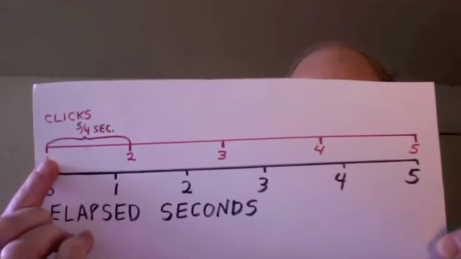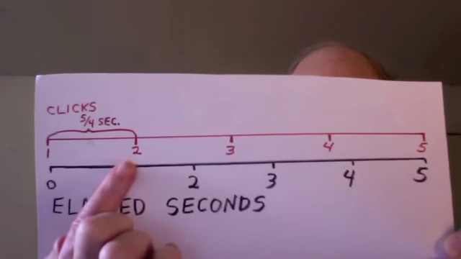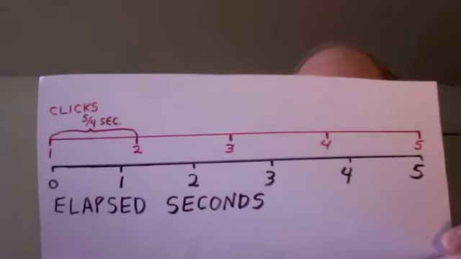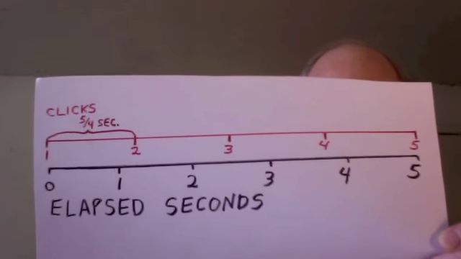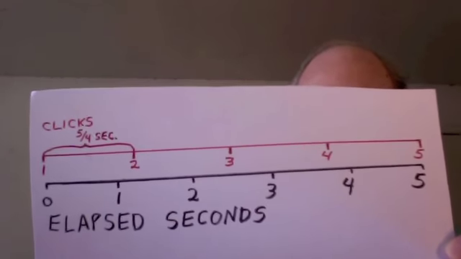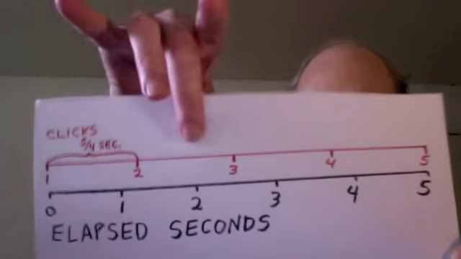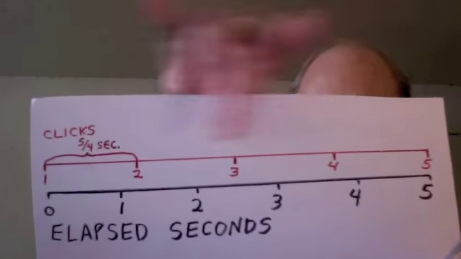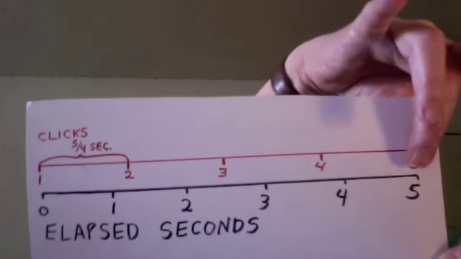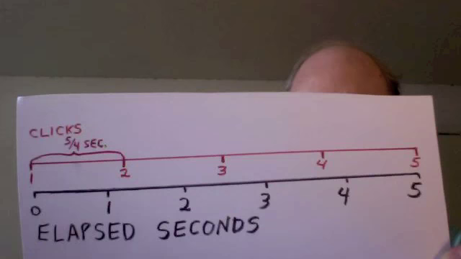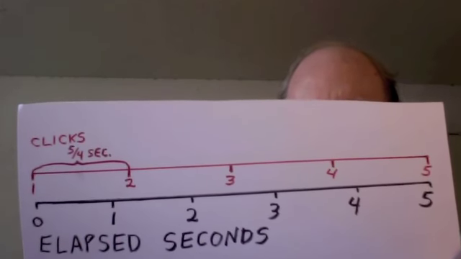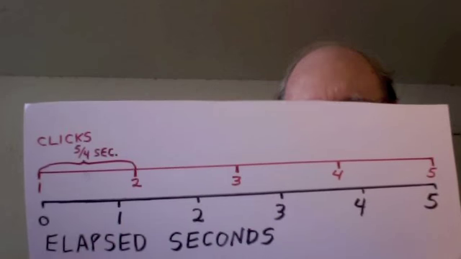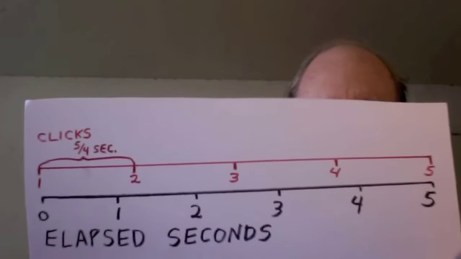The interval of time between one click and the next is in fact 5/4 seconds, and that answers the first question. 5/4 times 4 equals 5 seconds. So the length of time between one click and the next is 5/4 or 1 1/4 seconds. That's the answer to the first question.